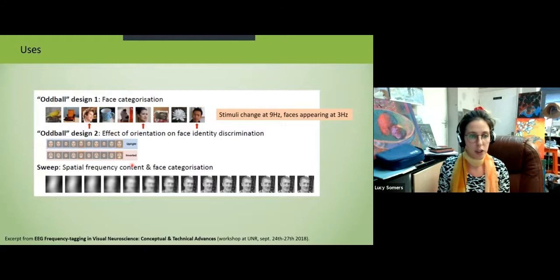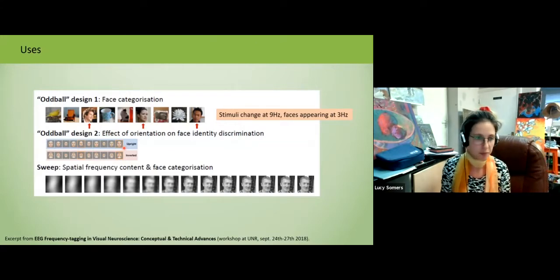Now in design 2, you can see a similar sort of design to the Rossion study from the previous slide. Here presenting the same face each time at one frequency with different faces at a quicker frequency, allowing you to identify amplitudes in response to both face processing and recognition within the same trial, testing them simultaneously.